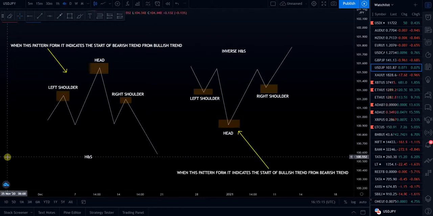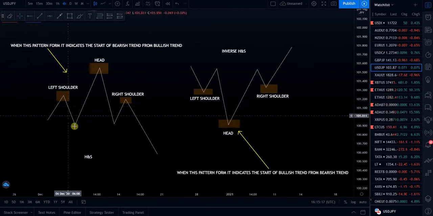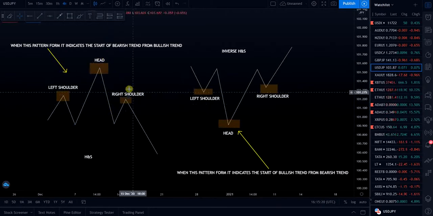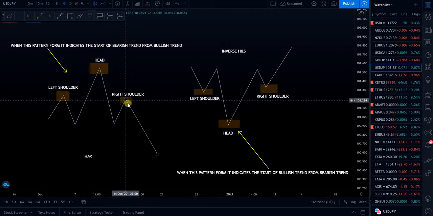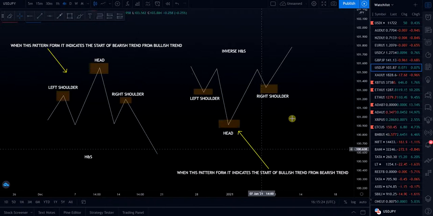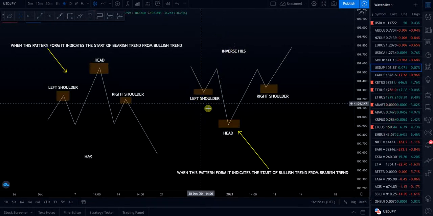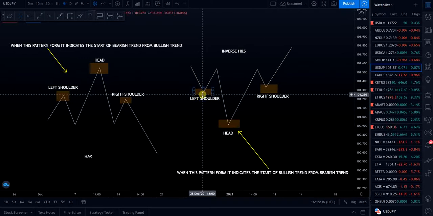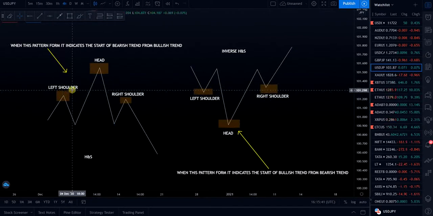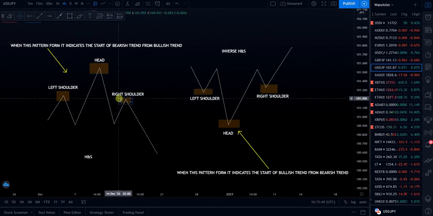Just imagine that this trend is going bullish, and after the completion of the right shoulder, it will start a bearish trend. Vice versa for the inverse HNS. Inverse HNS also has 2 shoulders and 1 head. Here, the left shoulder will be lower than the right shoulder, and in HNS, the left shoulder will be higher than the right shoulder. This is the difference between these 2 patterns.